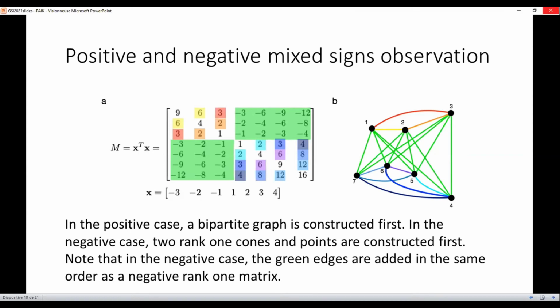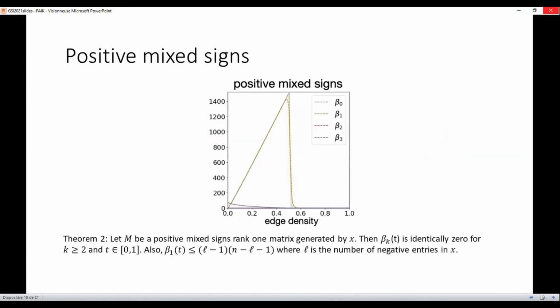And then after this, we're going to add edges. If we just restrict to, let's say, the entries generated by -3, -2, -1, and 1, 2, 3, 4, those will just be positive rank 1 matrices. So these are positive rank 1 matrices. We're adding cones. And so in the negative case, we're just going in reverse order, where we create these 2 positive rank 1 cones first, contractible simplices, and then we're going to start adding edges. But again, we're going to add edges in order of a negative rank 1 matrix. So that's the key observation to prove those two theorems.